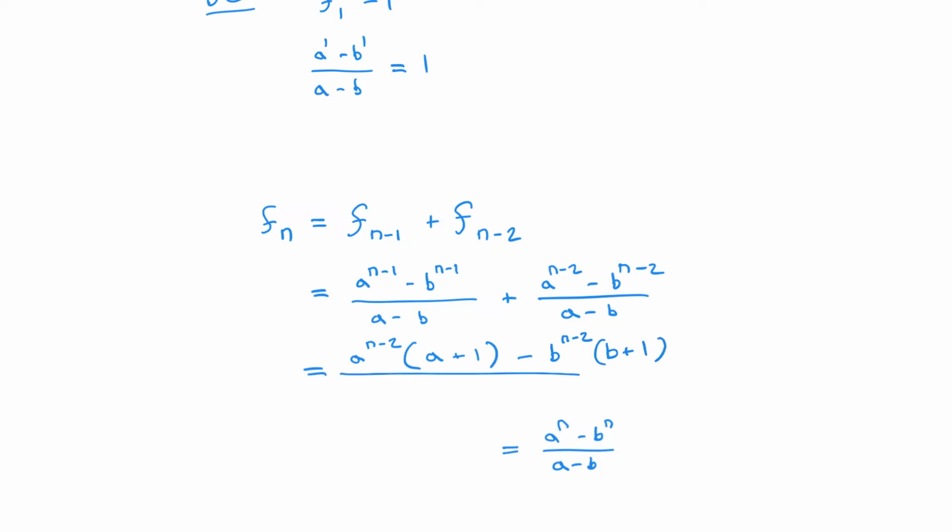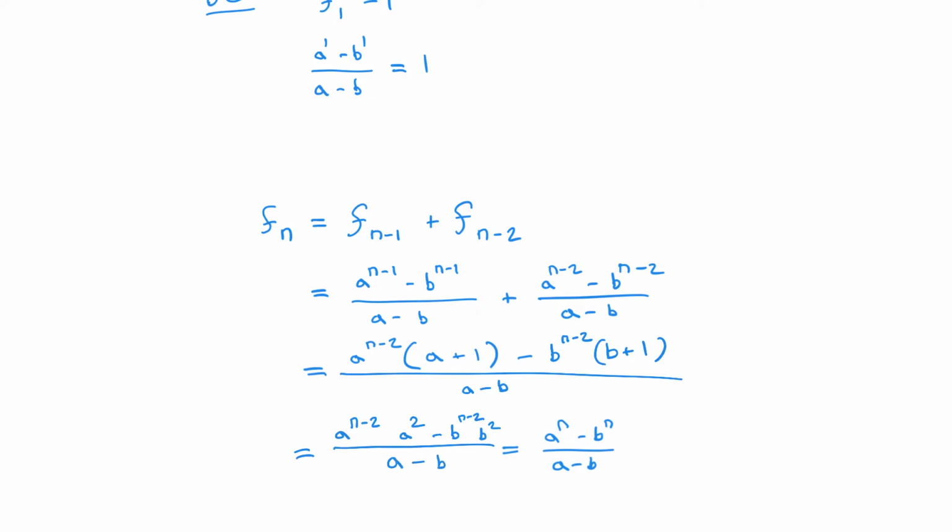Now the question said that a and b are roots of a particular equation. They said in the question that a plus 1 is the same as a squared. So this means that what we've written down here gives us the result, right? Because we have a to the power n minus 2, and then the a plus 1 can be replaced with a squared. Similarly with the b plus 1 can be replaced with b squared. And this gives us exactly what we're looking for as a result in this question.